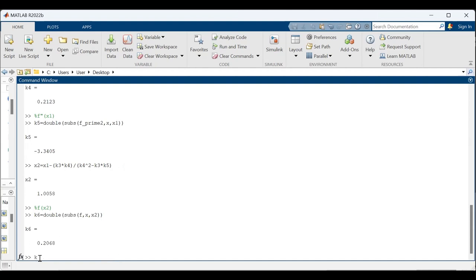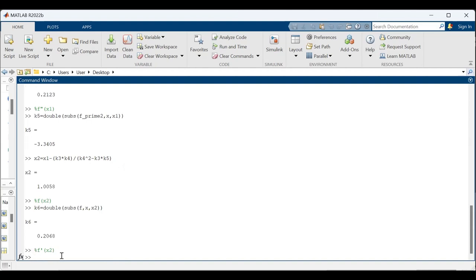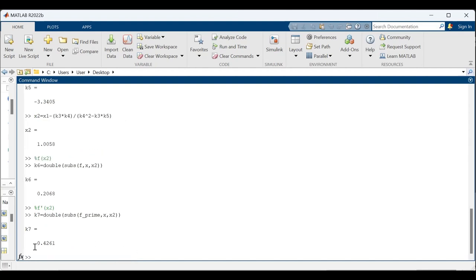And then next I need to find f prime. So I'm commenting this as f prime of x2. So this will be my k7. My k7 will be equal to, I'll repeat the same command, so I'm using now f prime, of course using x2 here. So this is my k7, my f prime of x2 in short.